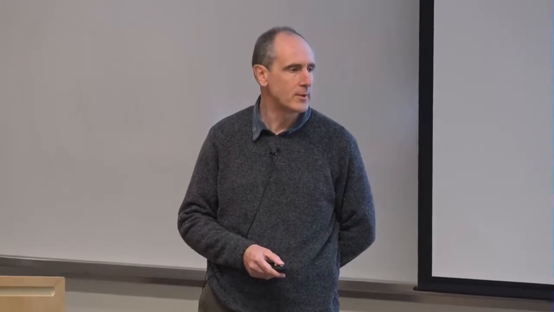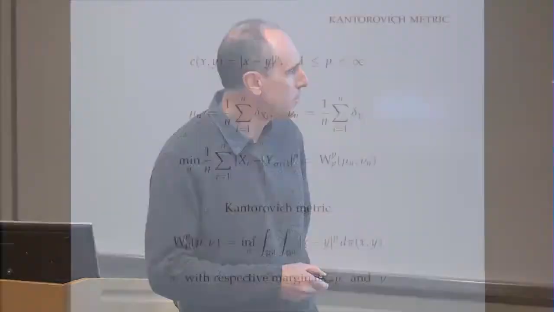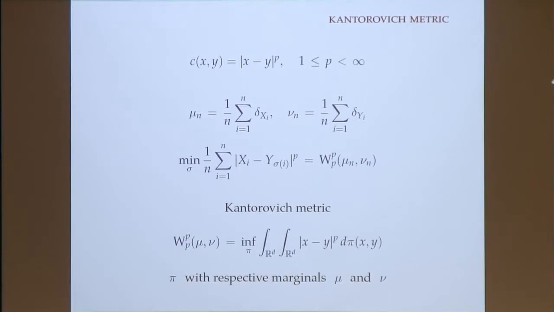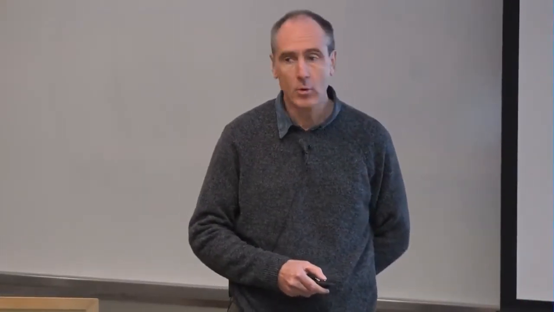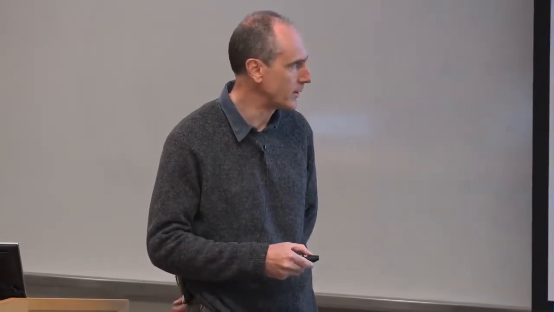This is simply a consequence of Birkhoff's theorem describing the extremal points of bistochastic matrices as permutation matrices. And this Wp, or Wp to the p, is the Kantorovich metric. So the Kantorovich metric between two probability measures mu and nu is defined as the infimum of the integral of the cost, this cost c(x,y), with respect to all probability measures on the product space with respective marginals mu and nu. So here, respective marginals mu_n and nu_n.